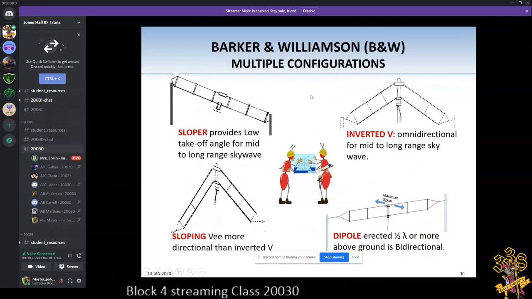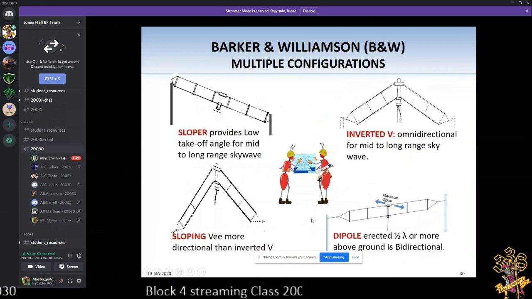You can put it up as an inverted V. You will be doing this in lab. Okay. The inverted V is omnidirectional, and it can be used for mid to long range sky waves. Sloping V, that's where these two are 180 degrees apart from each other. Sloping V would bring them together here in the middle, so they are less than 90 degrees.